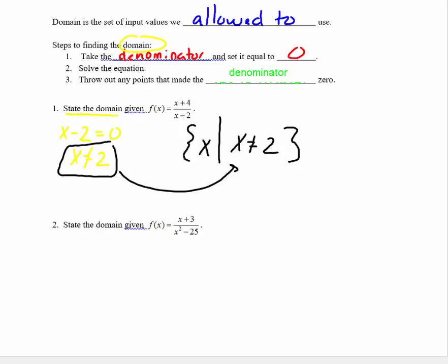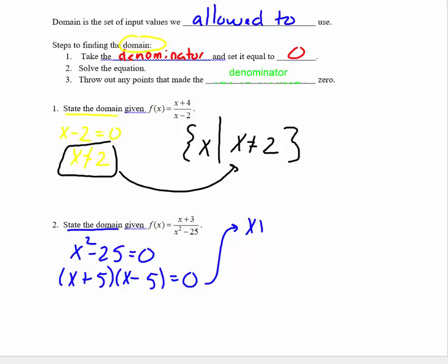So looking at number 2, it says state the domain given that f of x equals x plus 3 all over x squared minus 25. So again, state the domain. What does that mean I do? I take my denominator of x squared minus 25 and I set it equal to 0. Well, this is quadratic, so I got to think about factoring. This is your difference of squares, and it's going to factor into x plus 5 and x minus 5. Then we need to set each one equal to 0.